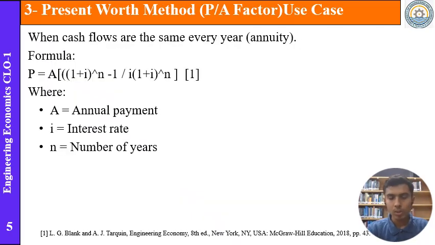Here I am giving the use case of the P by A factor. When the future costs in any cash flow diagram are all the same, they are considered annual operating costs or annual costs, because the annual costs are uniform throughout the series. So we can use this formula. Here P represents the present worth of those annual cost amounts, the annual cost is represented by A, I represents the interest rate and N is the number of years or the total lifetime of the project.